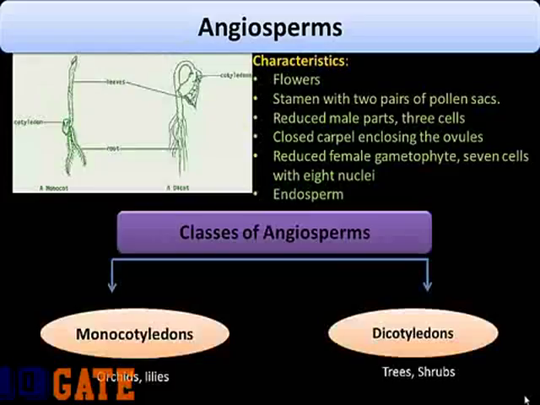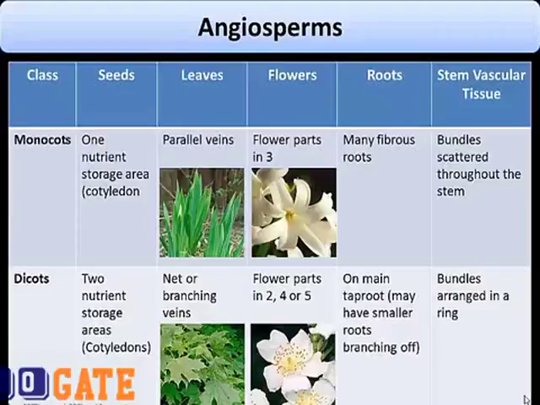Monocotyledons include orchids and lilies, and the dicotyledons include trees and shrubs. Let's quickly have a look at the differences between the two classes. First, considering the seeds. Monocots have one nutrient storage area, that is one cotyledon. In dicots, two nutrient storage areas, that is two cotyledons. The leaves in monocots have parallel veins. In dicots, it is net or branching veins.